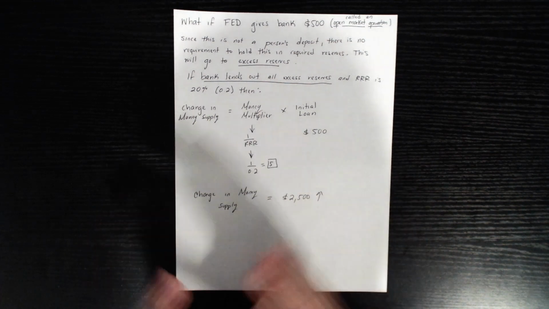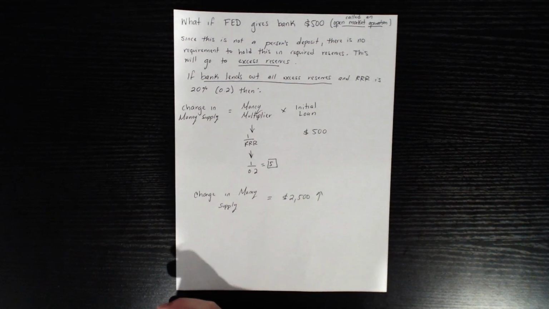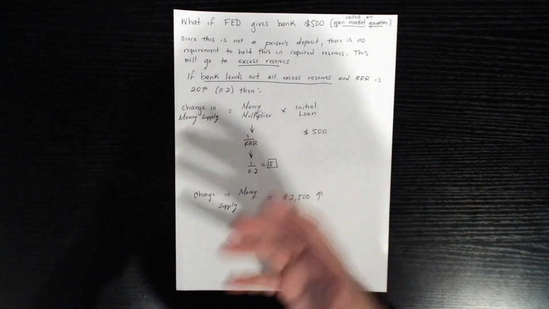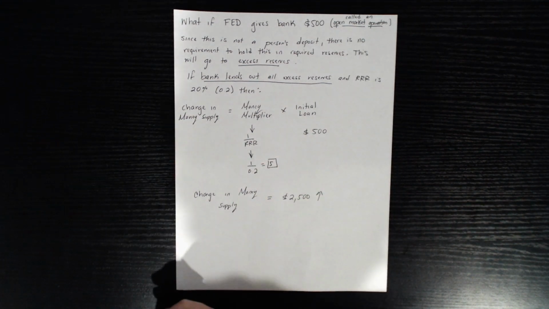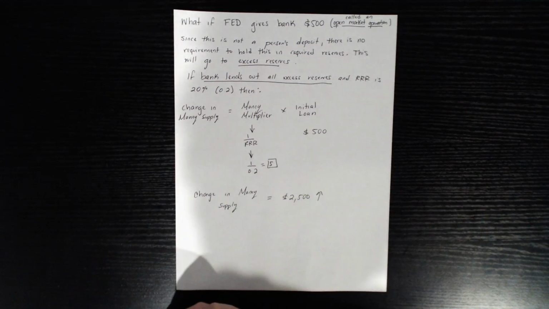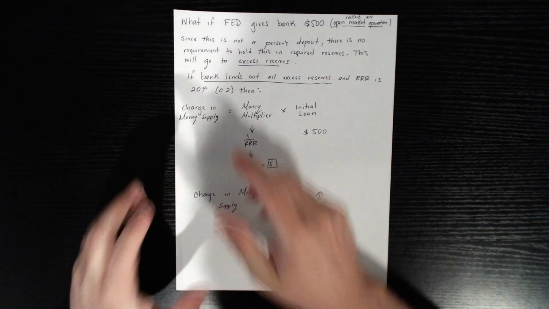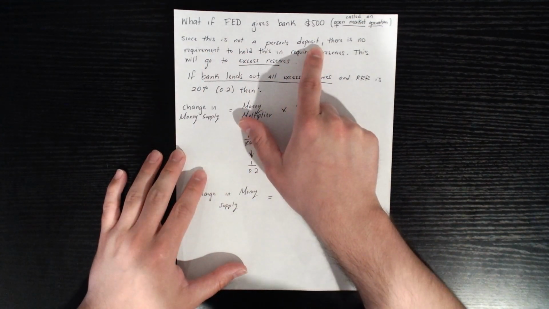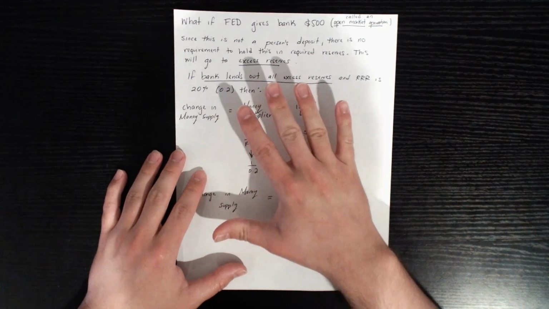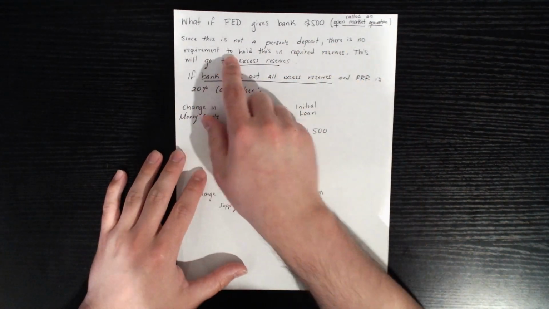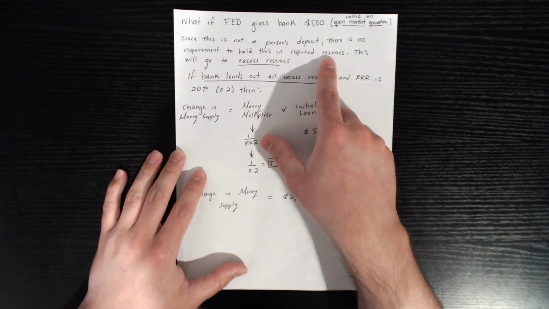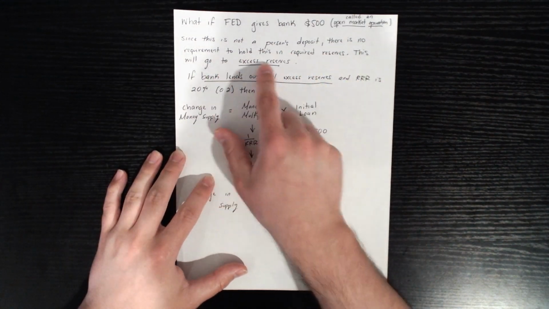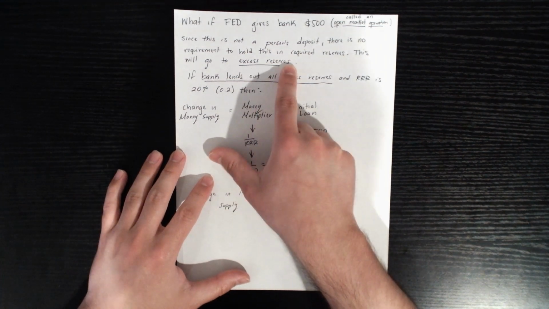Now, what if the Fed gives a bank $500? When they buy and sell stuff to banks, that's called open market operations. So they're giving the bank $500 for whatever they want to buy. Since this is not a person depositing money, the same rules don't apply. There is no requirement to hold this in required reserves. So since there's no requirement to hold it in required reserves, this will all go to the excess reserves.